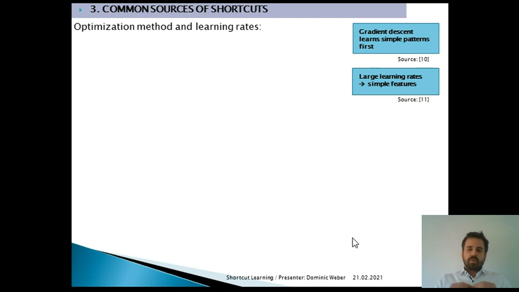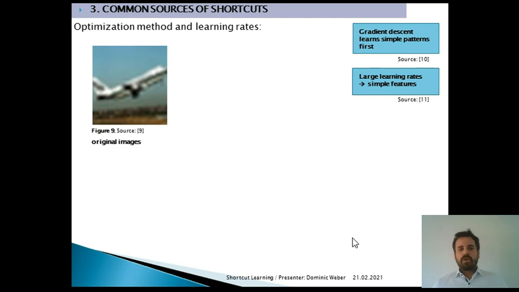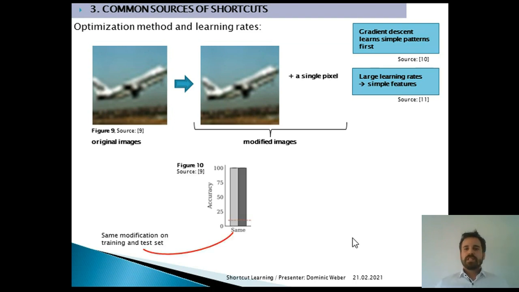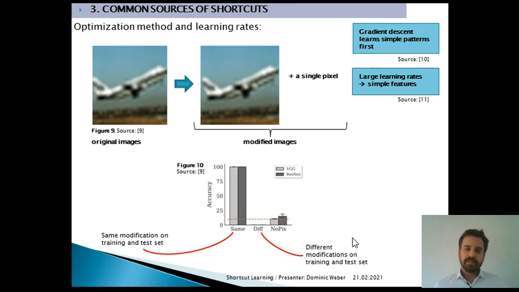And this then is what causes poor generalization ability to occur, just like in this adversarial example, where the authors took an original image data set and modified them by adding a single predictive pixel. When they did this modification on the training set and the test set, the accuracy was large. When they only modified one of these data sets, the accuracy was close to zero. So the algorithm has actually relied heavily on a simple predictor here, a single pixel.